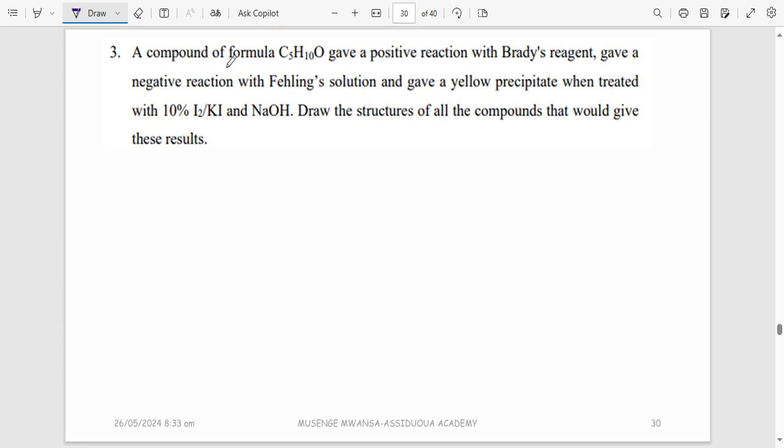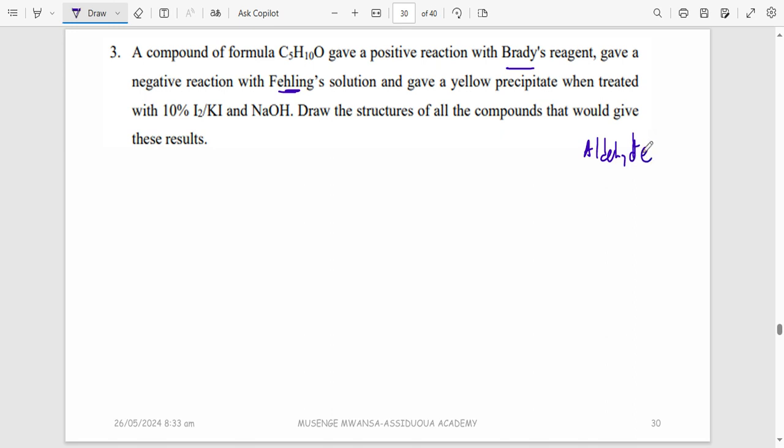Okay, good. A compound with the formula C5H10O gave a positive reaction with Brady's reagent. So now let's start interpreting. It gave a positive with Brady's reagent. That tells us that it has a carbonyl. It gave a negative reaction with Fehling's. If it gave a negative reaction with Fehling's, what does that mean? Remember, the Fehling's test is a test for aldehyde. If it is negative, it means there is no aldehyde.